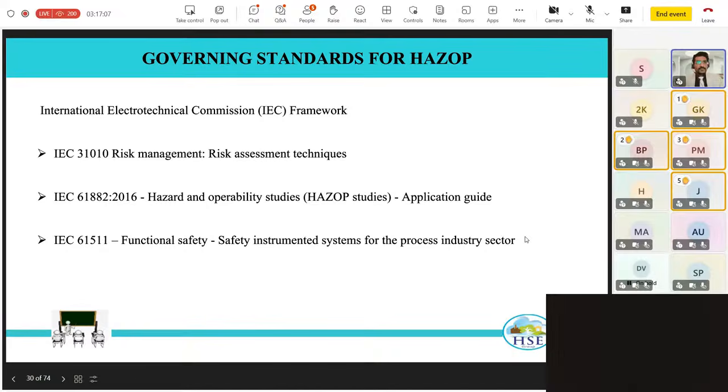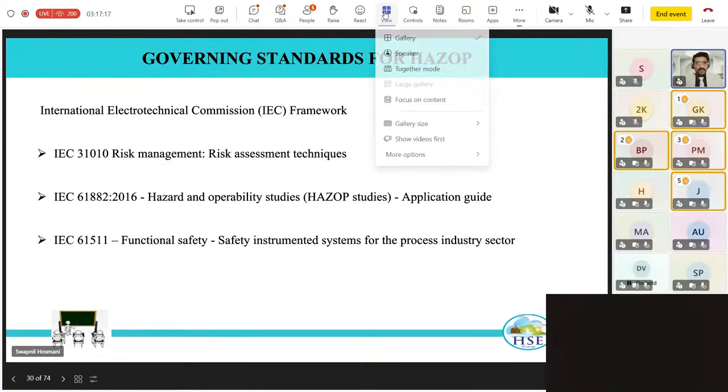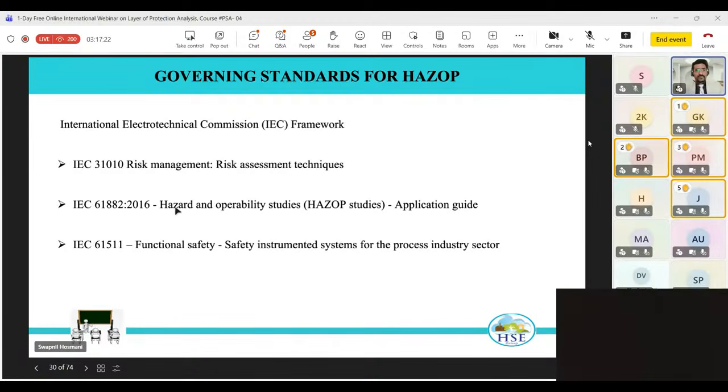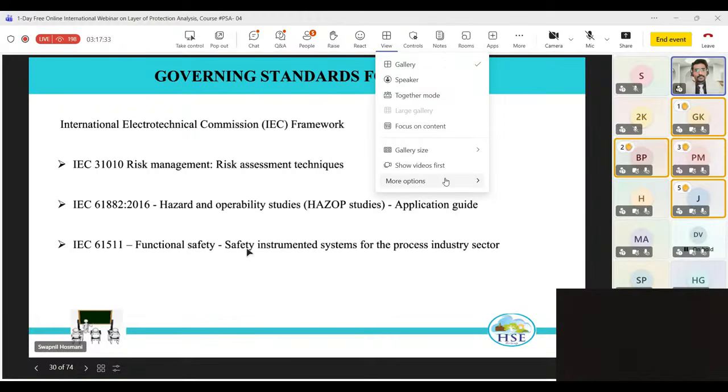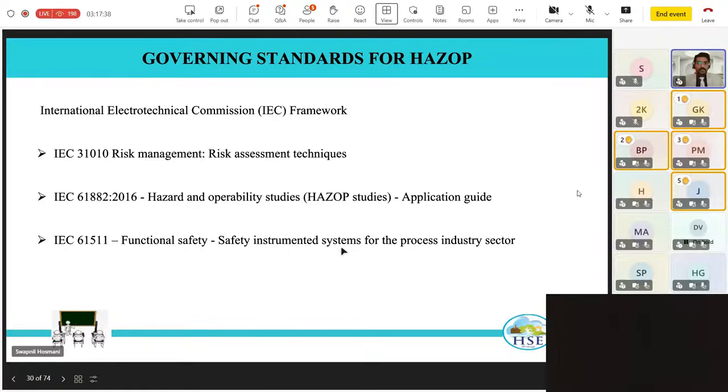Next we look at, as we said, the standards for different studies. We have standards for HAZOP, which is basically IEC, the International Electrotechnical Commission, and they have the risk management assessment techniques, IEC 31010. Next is IEC 61882, which is important here. That is exclusively about hazard and operability studies. And then IEC 61511 is a functional safety document, which has a good part of it referencing the HAZOP and the safeguards we consider, and this is safety instrumented. And there is another one for LOPA which we will be discussing later.